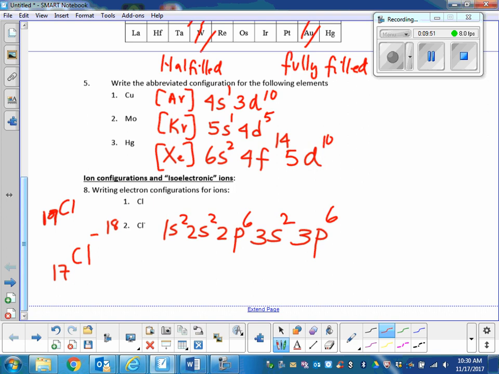Which element's electron configuration does it resemble? Argon. It resembles argon. But why is Cl minus not argon? 17 protons. The number of protons in Cl minus is still 17. All right, let's move on.